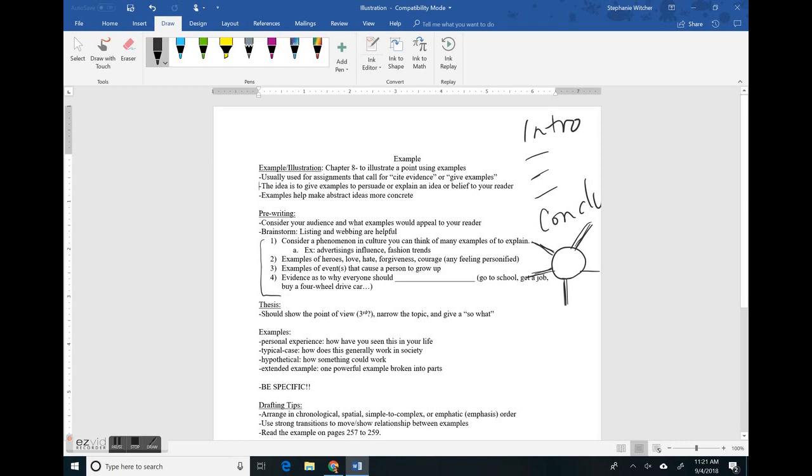Maybe examples of concepts. So love, hate, forgiveness, courage. And then what you would do is give us 3 examples of any of those particular concepts. Examples of events that cause a person to grow up. So those sort of coming of age moments that we all have where we look around and realize, oh man, I'm an adult now. So, what are 3 of those events that have happened in your life, maybe, or happened just to people in general that make us realize that we've now grown up?